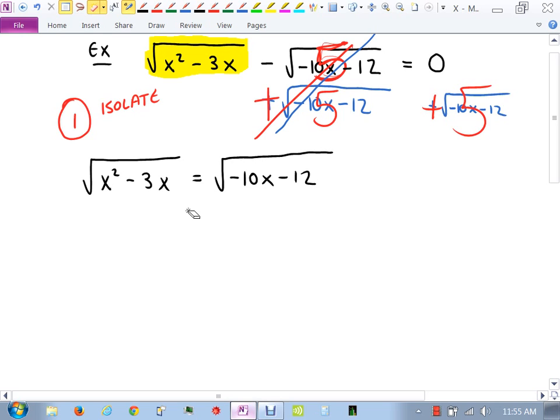Now, have we isolated the square root that we wanted to? Yes. Now you square both sides. So this is step 2. Okay, so I'm going to write it all again. All right. I'm going to just write the whole thing again.